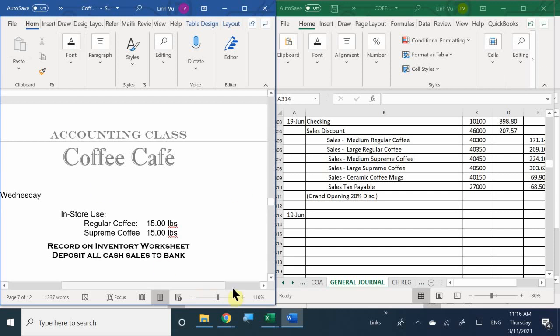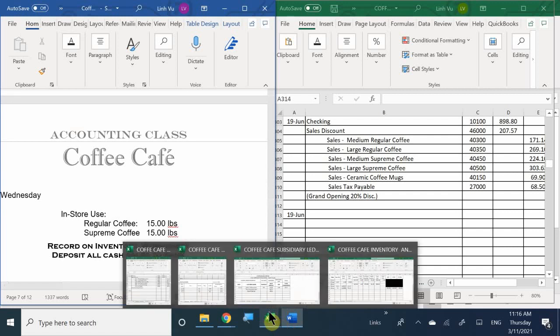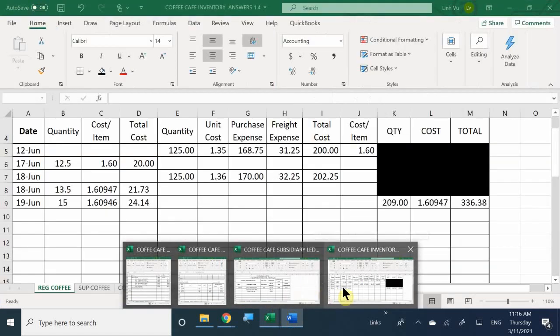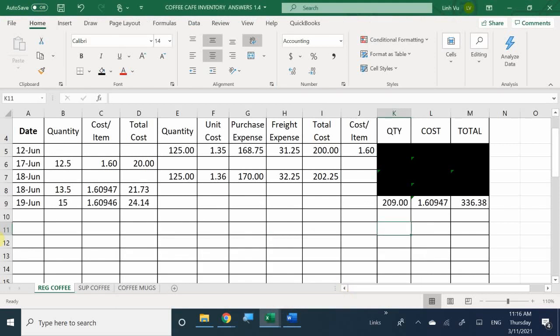We'll put it here first. We're gonna go where? In the inventory worksheet. Got it. Okay.